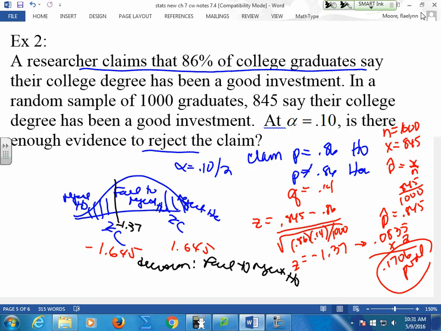So if I fail to reject H0, that means I have to keep that. So that means I am agreeing with it, but I can't say I agree with it. I come back to my chart again. My claim is my H0. I failed to reject it. So I have to say there's not enough evidence at the level of significance of 0.10 to reject the claim that 86% say they made a good investment with their college degree. I would hope it would be that high, right? It is a chunk of an investment to make and then not feel that you accomplished something.